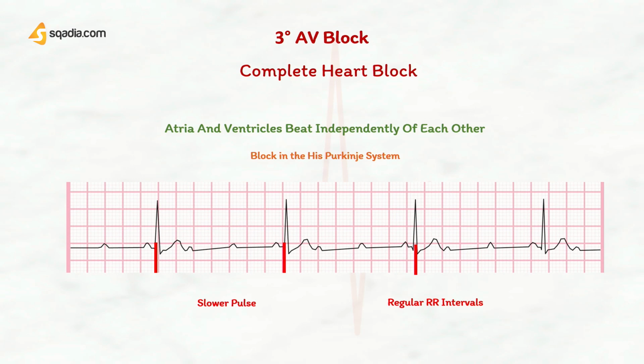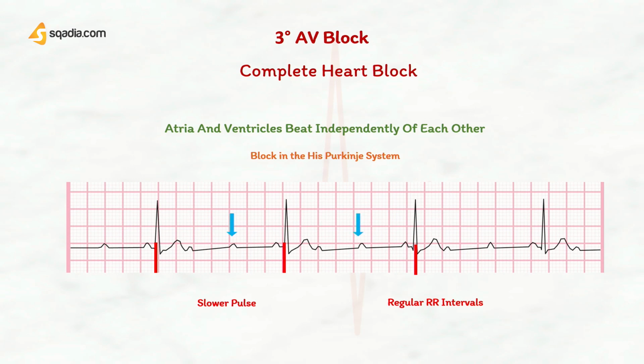Now, you may think that the P waves are conducting them, but we notice that the RR intervals are completely regular, and that's the key to differentiating a type 3 block from a Mobitz type 1 or 2. The RR intervals being completely regular excludes Wenckebach.